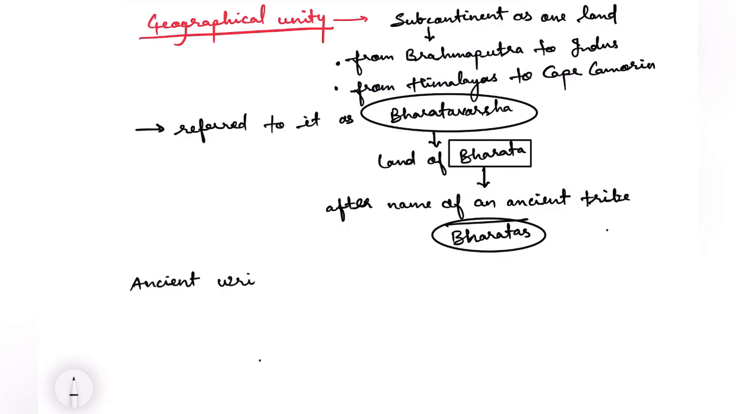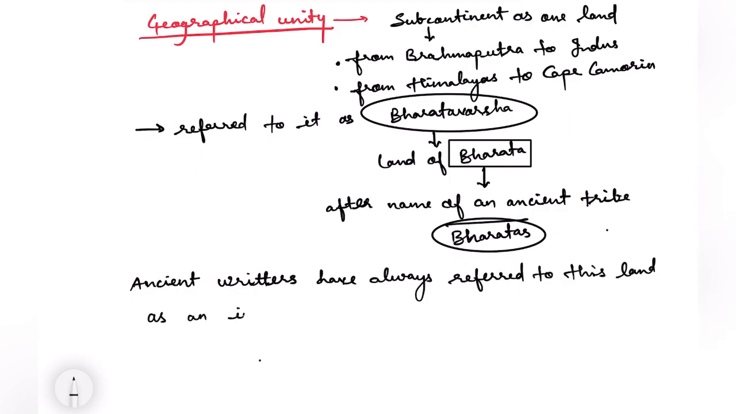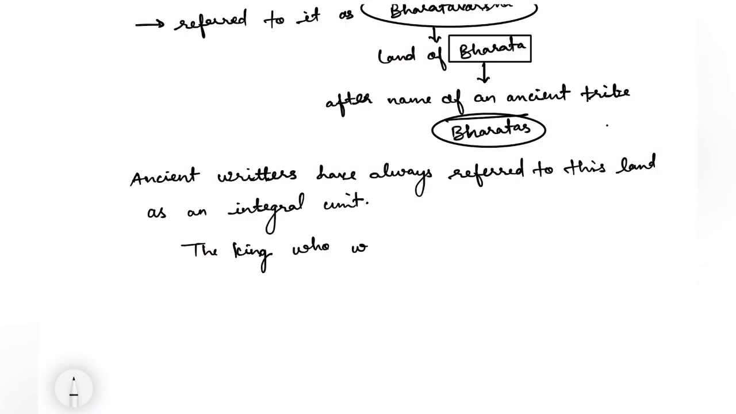Ancient writers have always referred to this land as an integral unit, and they refer to the kings who were able to establish their authority over the whole area as the Chakravartins. The kings who were able to establish their authority over this whole area were referred to as Chakravartins. So you should know who are the Chakravartins.